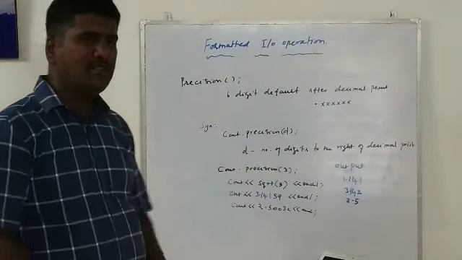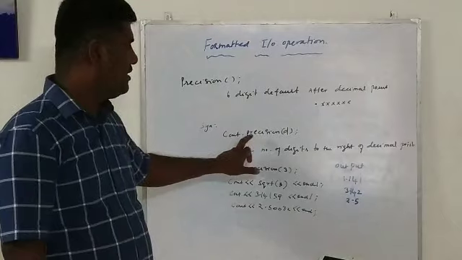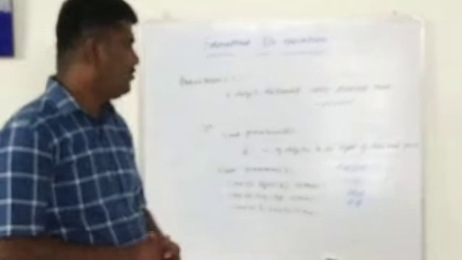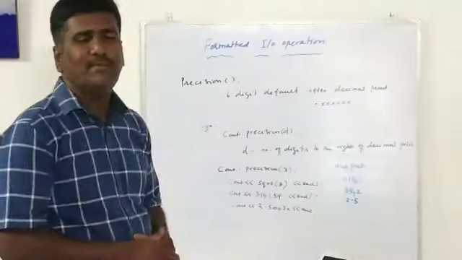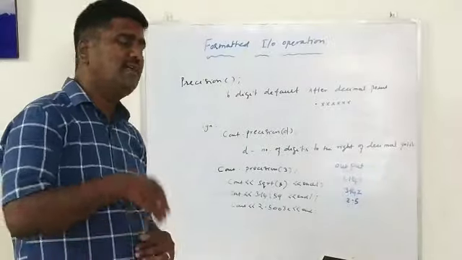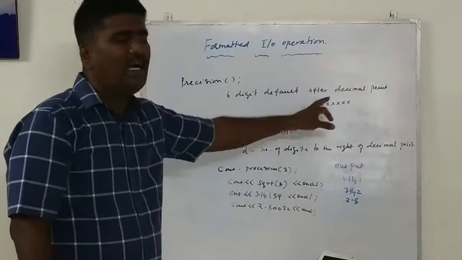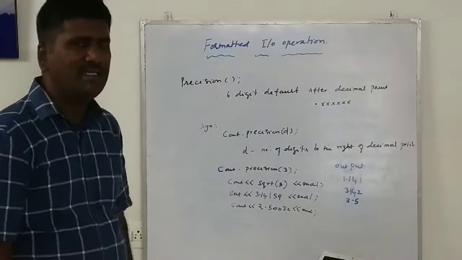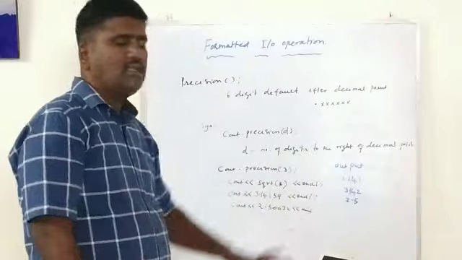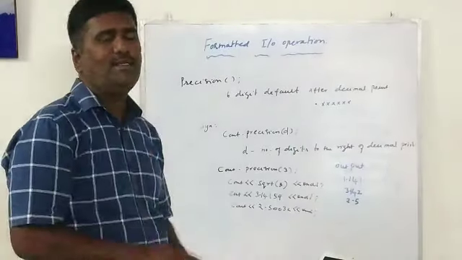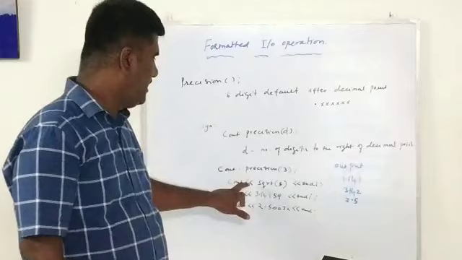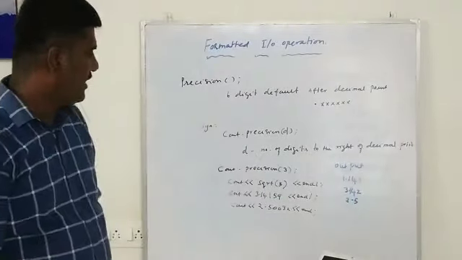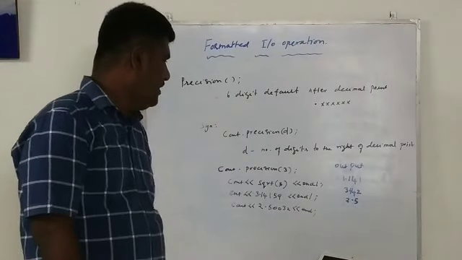The syntax of precision is cout dot precision(d). The d indicates the number of digits to the right of the decimal point. So after the decimal point, how many digits will be printed? Here we are using cout dot precision 3, so after the decimal point you only print 3 digits. Here we are using cout of the square root of 3, then 3.14159, then 2.50032.